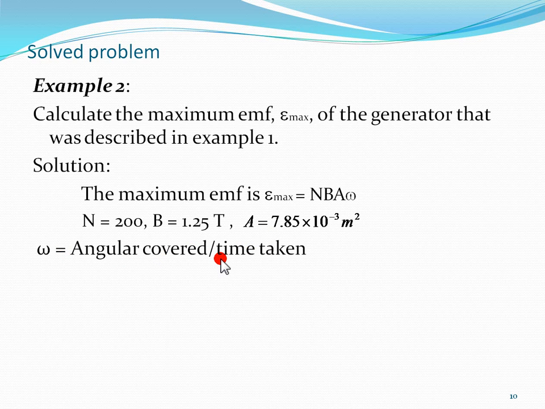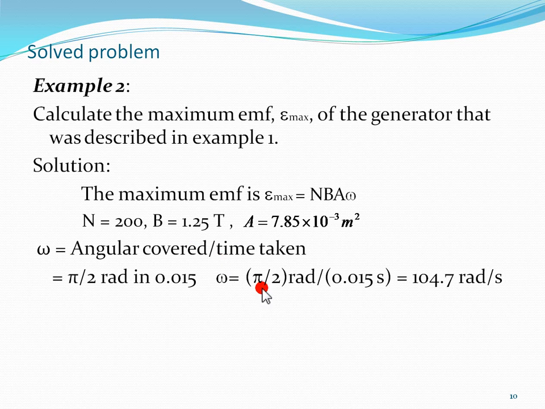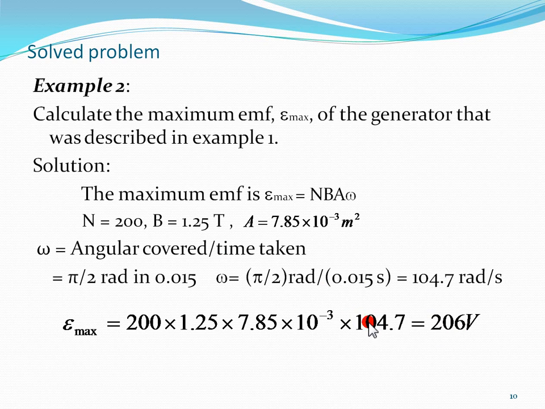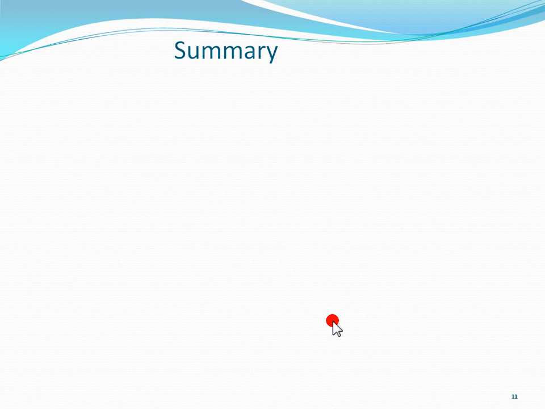We take how much angle it covered in how much time, that is pi over 2 divided by 0.015, we get 104.7 radians per second, and finally we get 206 volts induced as a maximum EMF.